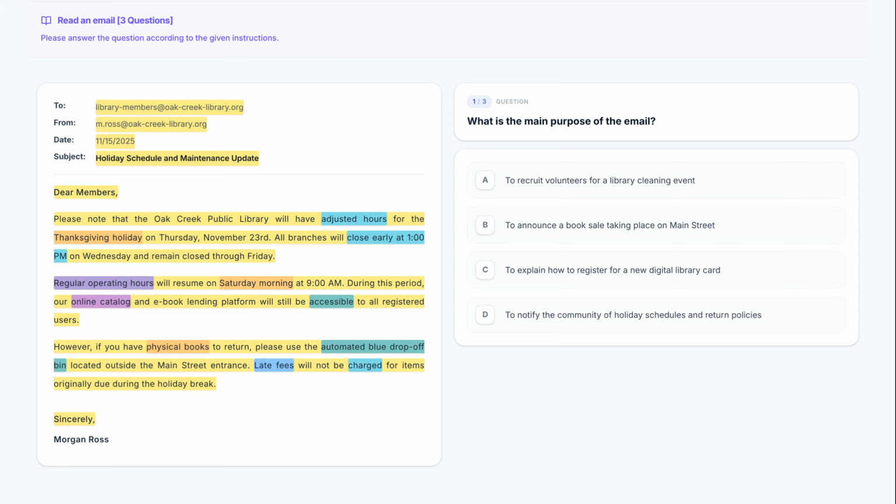Sincerely. The closing, sincerely, is a standard formal sign-off for professional emails. Morgan Ross. The sender is Morgan Ross, who likely holds an administrative role at the library.